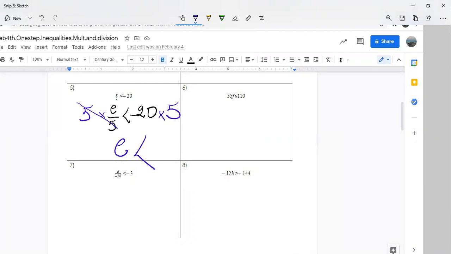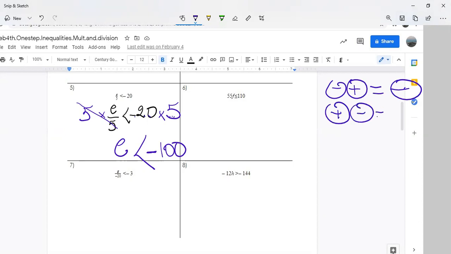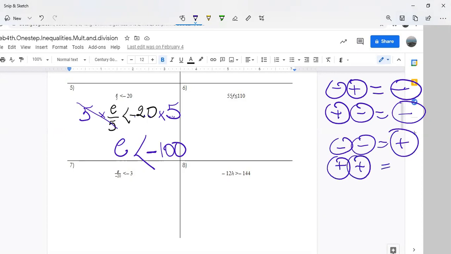And 20 times 5 is 100. And a negative times a positive is a negative. With multiplication, different signs is always negative. So negative times a positive, when they are different, always negative. When you multiply numbers with different signs, the answer is always negative. When you multiply numbers with the same sign, that's always positive. All right, same with division.